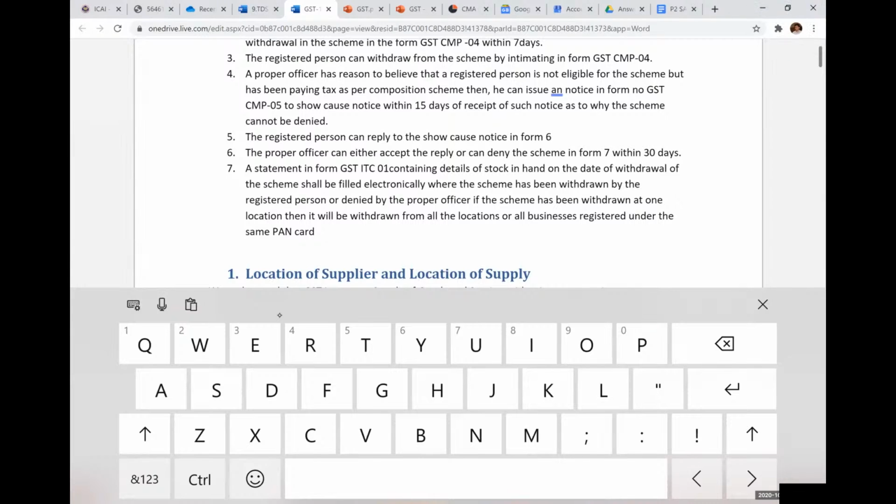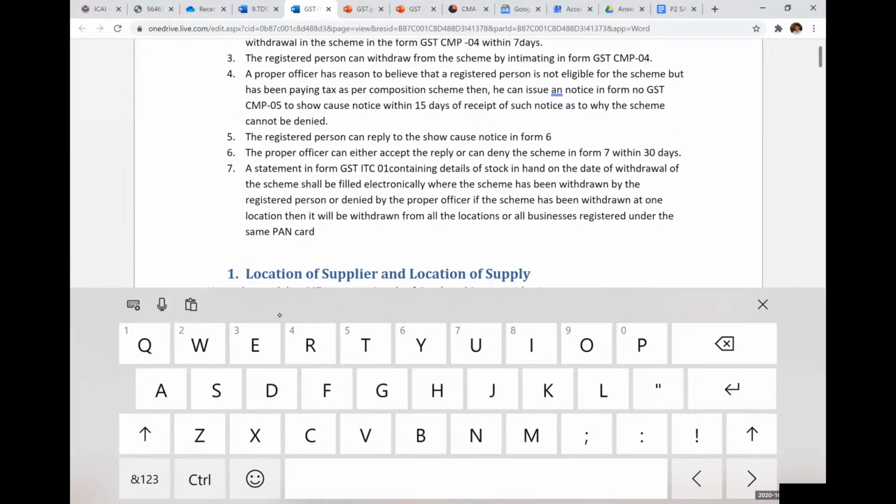A statement to inform GST ITC-01 containing details of stock on hand on the date of withdrawal of the scheme shall be filed electronically where the scheme has been withdrawn by the registered person or denied by the proper officer. If the scheme has been withdrawn at one location, then it will be withdrawn from all the locations or all businesses registered under the same PAN card. So if Urmila has 3 or 4 businesses registered, if one business is rejected, all the other businesses also will get rejected. Does that make sense?